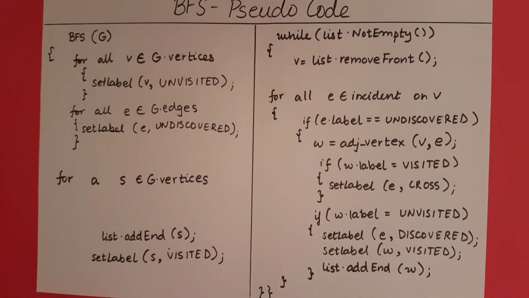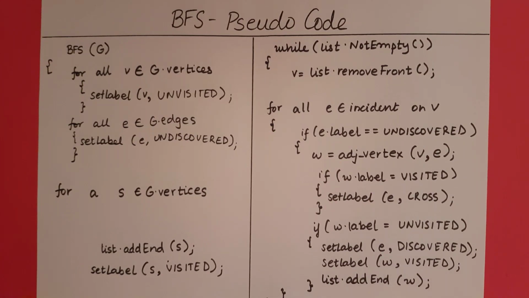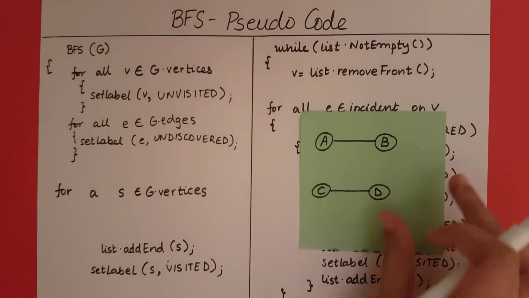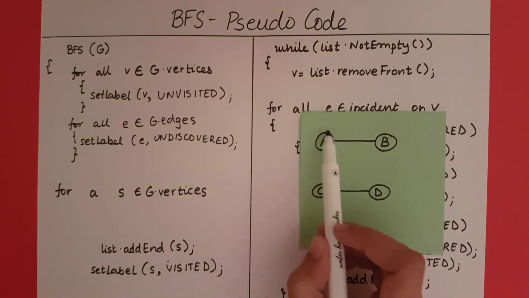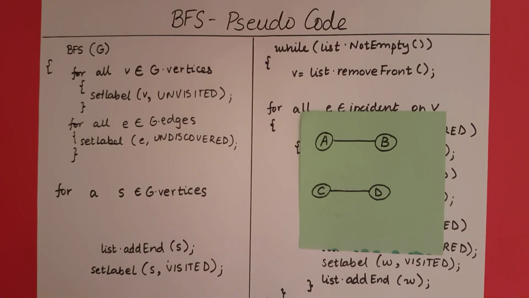Now, it is important to note that this code will only work if the graph is connected. This code does not work for a disconnected graph. Let me give an example. Let's say this is a disconnected graph we want to work with. And I'm going to start with my arbitrary start vertex as A.